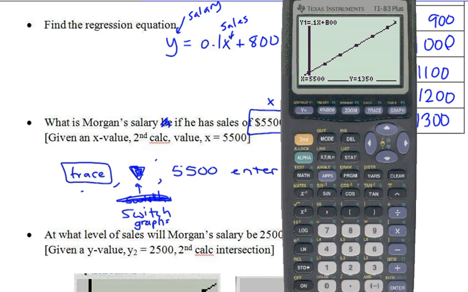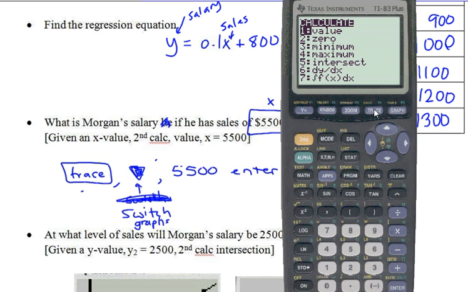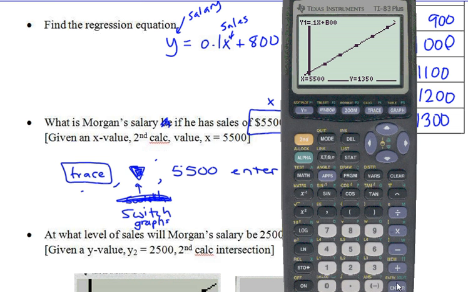You just push the number. So you can also go to value. Second calc, number 1, value. But again, it might give you an issue. Well, that works. It didn't? Did you try second trace then? Value 5,500.